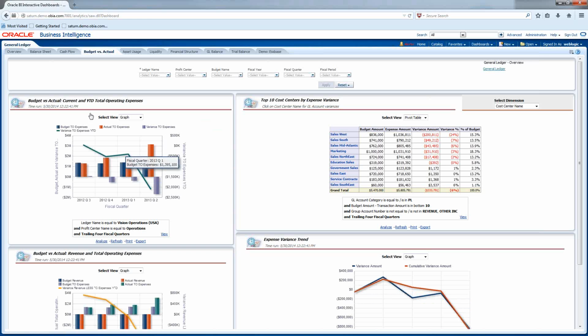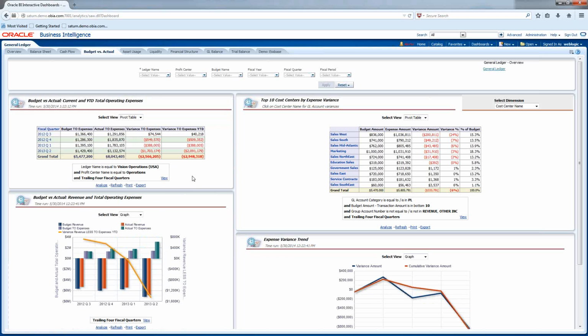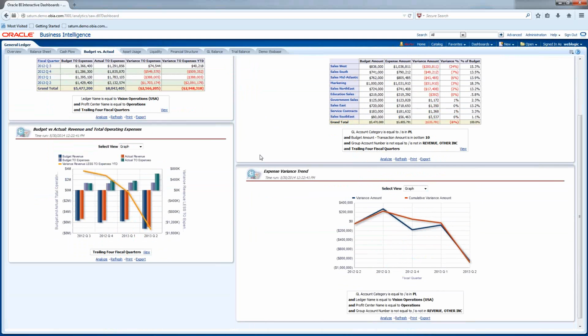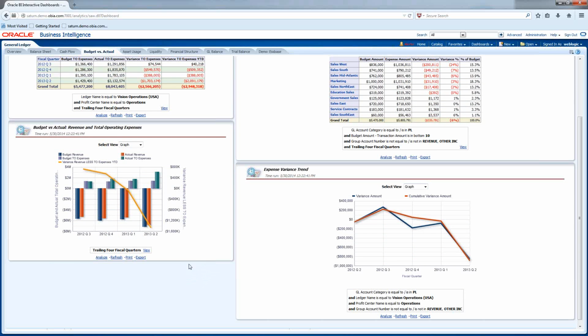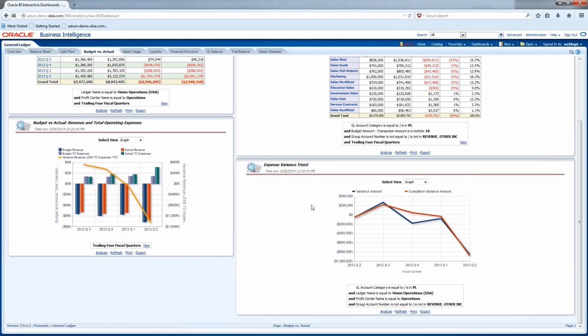This is a graphical nature of budget versus actual. And again, you can look at it in a pivot table on a comparison. Moving across to your right, we can look at our top 10 cost centers by expense variance. Scrolling down left to right, again, budget versus actual, total operating expenses, and then we get an expense trend analysis here in our last dashboard.